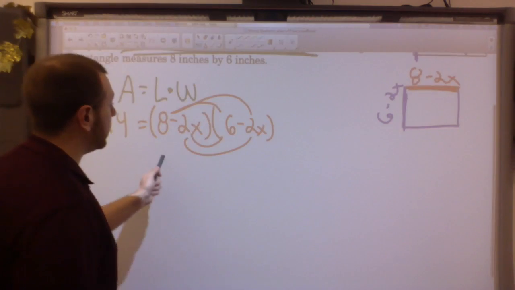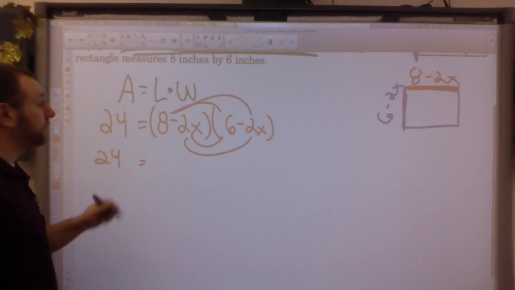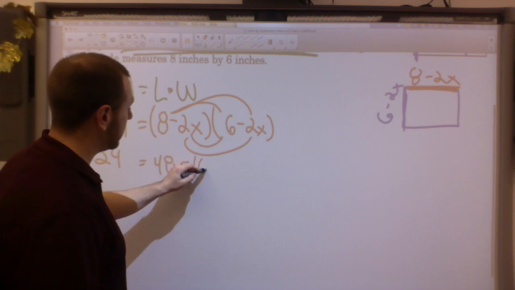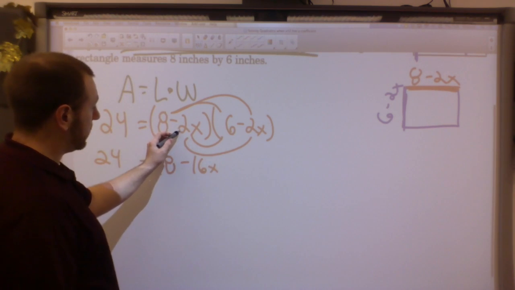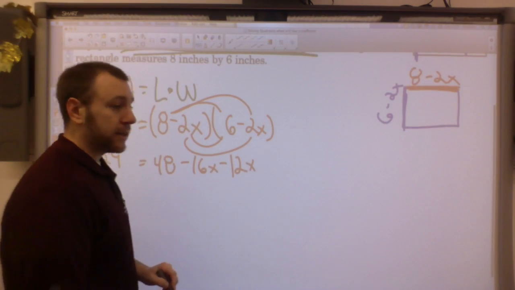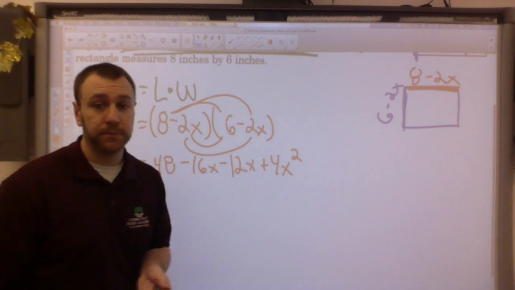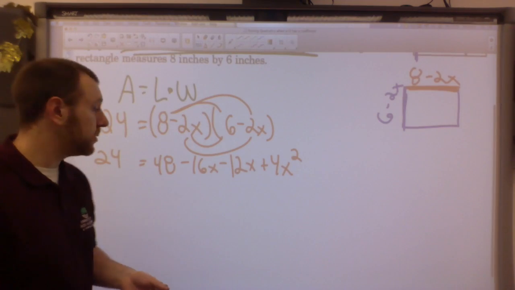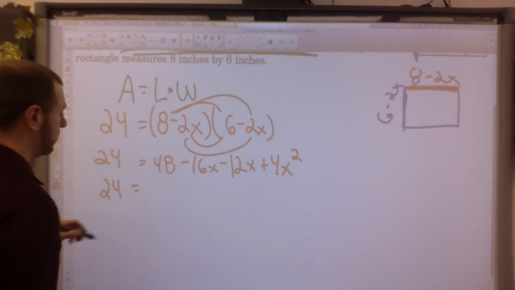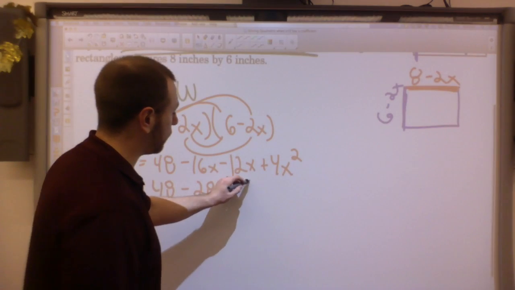So, 8 times 6, I haven't done anything with 24 yet. 8 times 6 is 48, minus 16x. Then I do the negative 2 times the 6, minus 12x, plus 4x squared. Now I'm going to combine my like terms. 24 equals 48 minus 28x plus 4x squared.